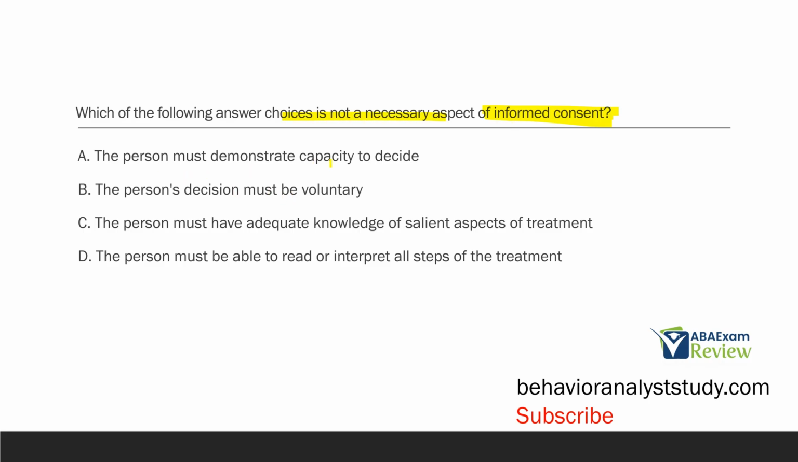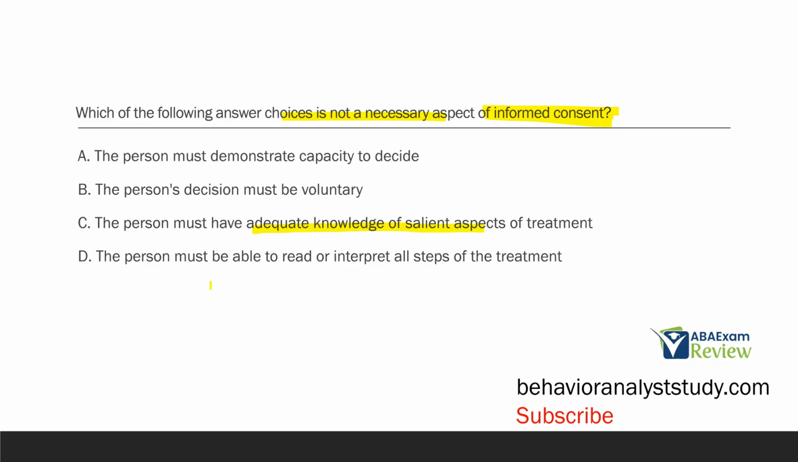A, the person must demonstrate capacity to decide. Yes, they have to show that they are able to decide one way or another. B, the person's decision must be voluntary. 100%. You cannot coerce them to agree. C, the person must have adequate knowledge of salient aspects of treatment. Now, this one's important. What do they mean by adequate knowledge of salient aspects of treatment? It means they don't need to know every single thing about the treatment, the ins and outs, and exactly how to run it. They just have to know what's important and what's going to be done.